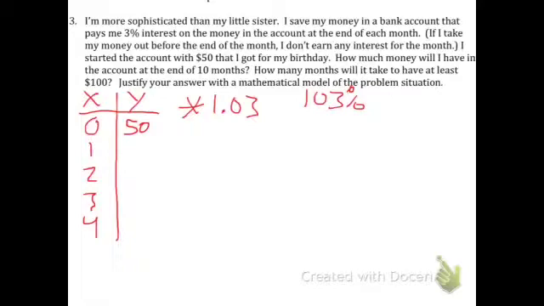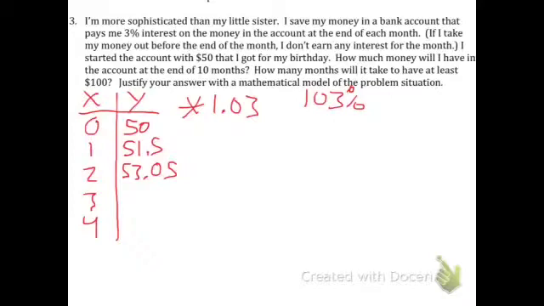And if you do that for 50, you're going to get 51.5. And then you gotta do the next month. So you gotta do 51.5 times 1.03. That'll give you 53.045. And typically with monies, you just round it up. So you're gonna take your 53.05.